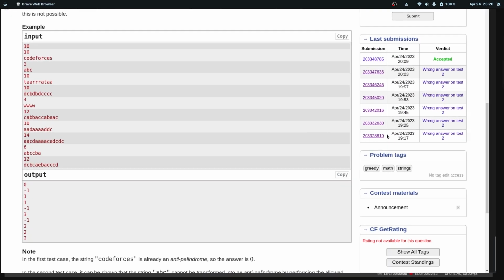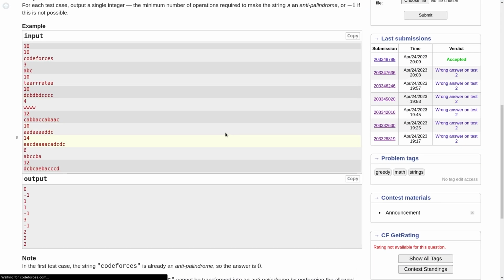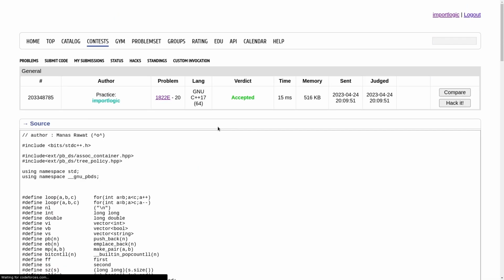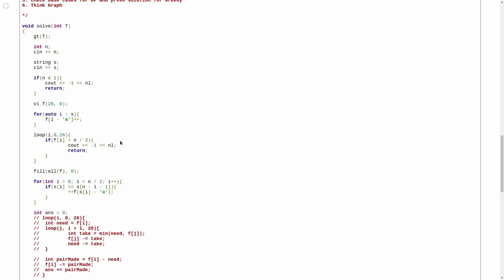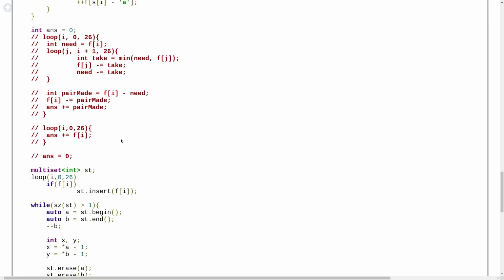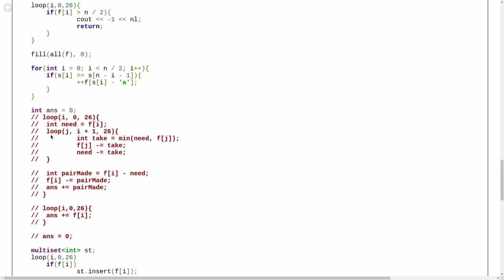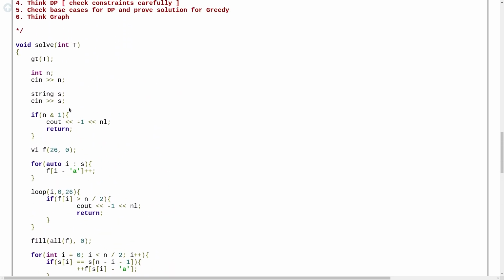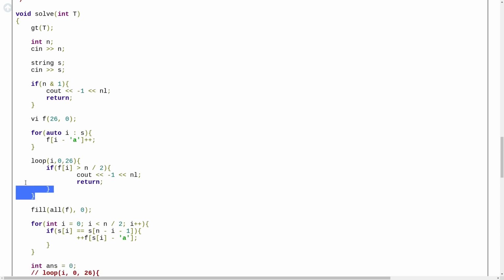Now let me show you the code for this particular problem. So this is the problem. You see, I've commented out a lot of parts. This was my previous approach. What I've done is, if n is odd, I directly return -1. Otherwise, I create a frequency array and increment the frequency of all the characters. If the frequency of any of the characters is greater than n by 2, then I just print -1.